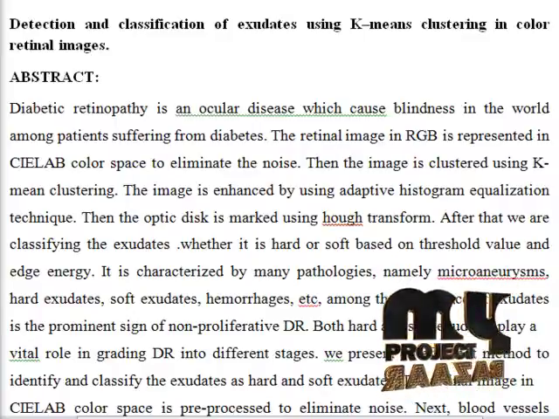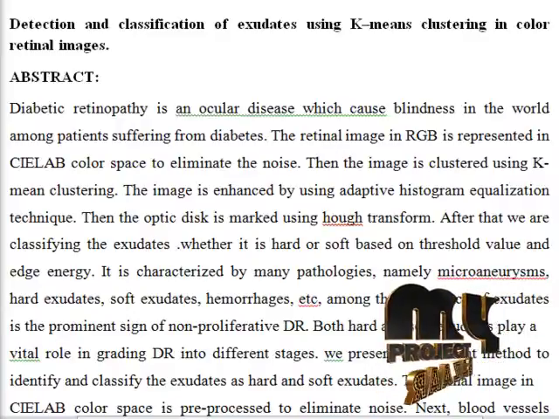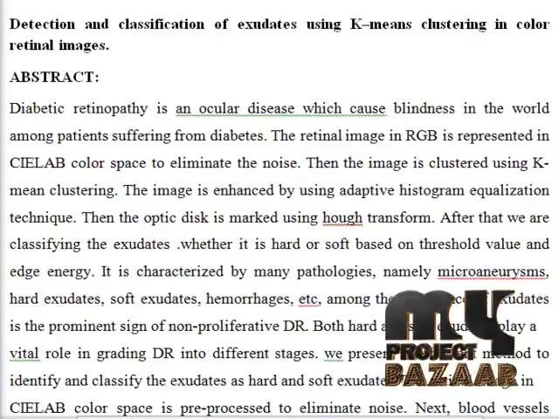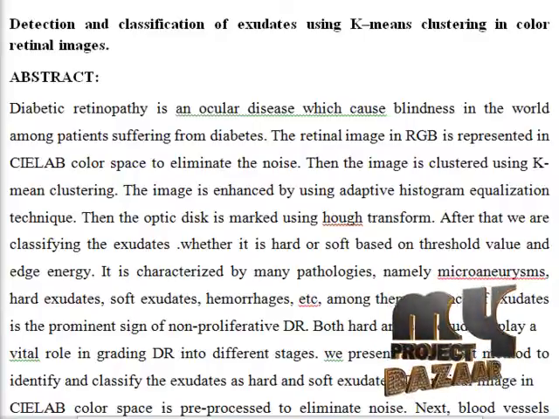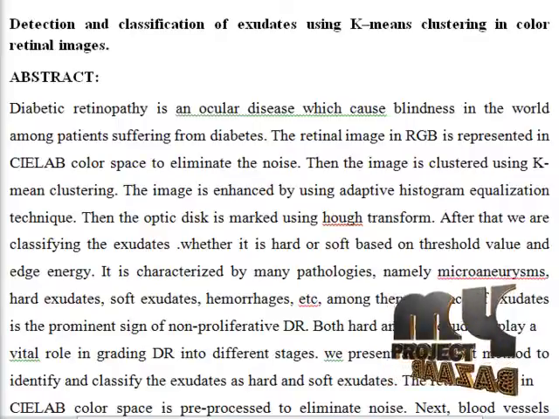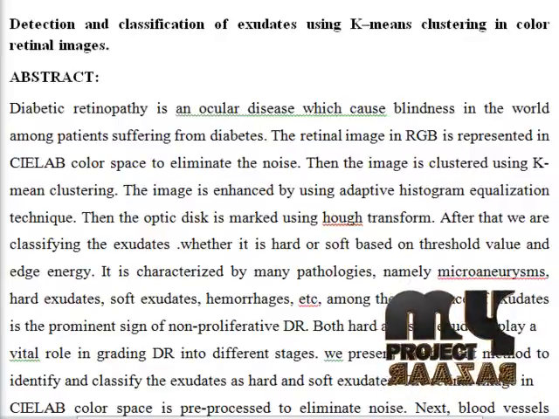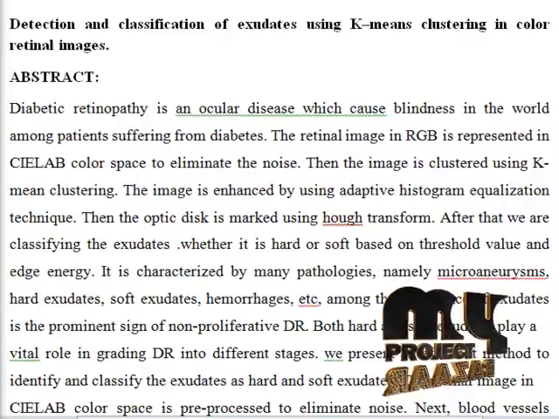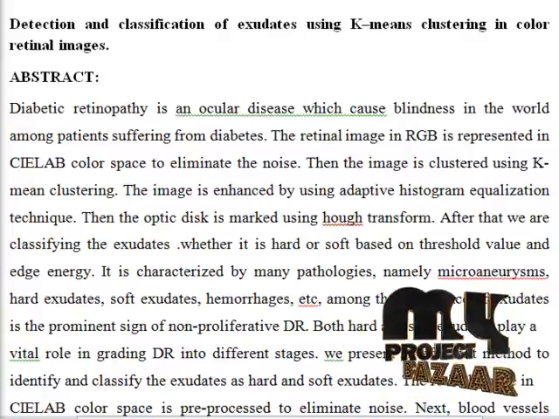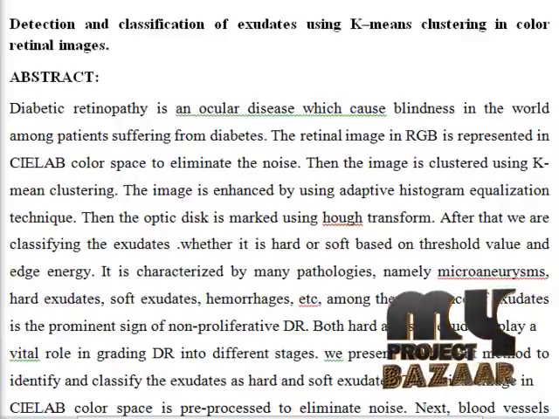First, the color retinal image is converted into CLAB color space to identify and classify the exudates. Then, k-mean clustering is computationally simple and effective, so we use it for clustering the retinal images. Adaptive histogram equalization technique is applied for the enhancement process. Then, by using F transform, the optic disc is detected. Finally, the exudates are classified as hard or soft.